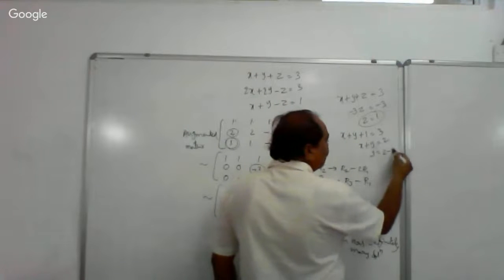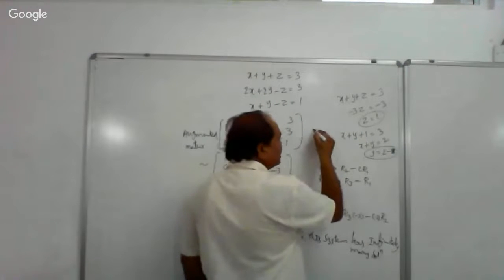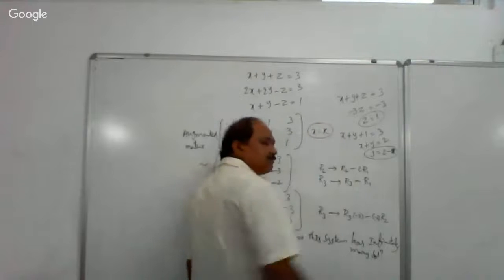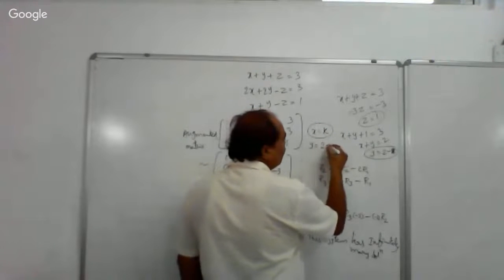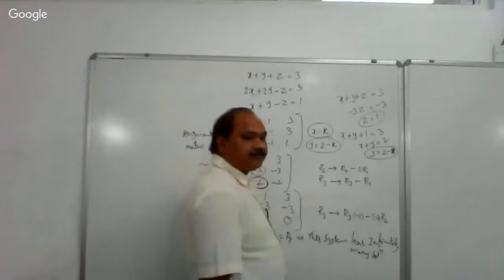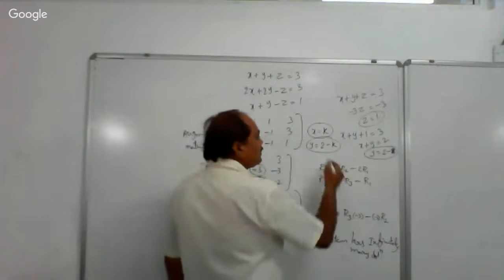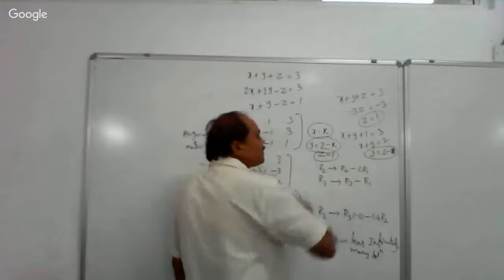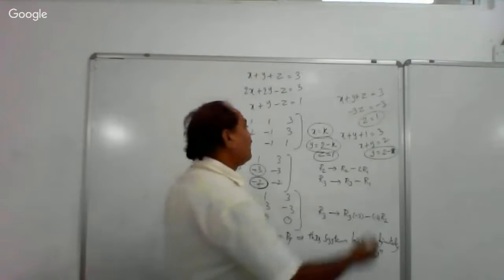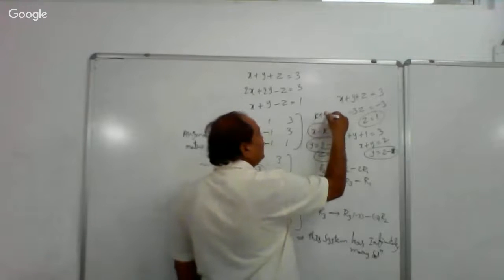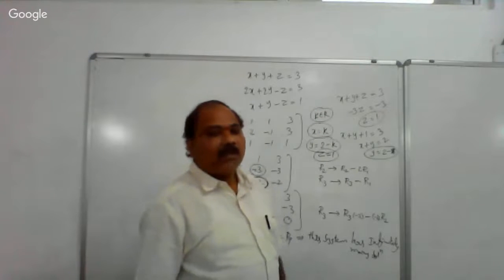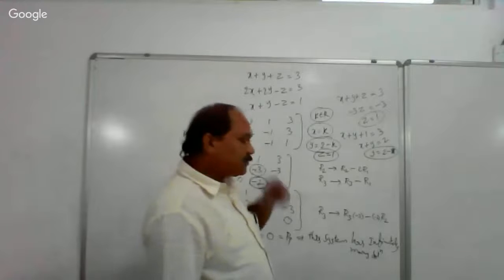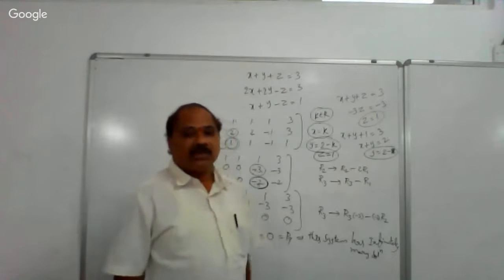That's why here y equal to 2 minus x. Now consider x as k. X as k, y equal to 2 minus k. Okay? z equal to 1. What is k? k belongs to any real number. Okay? k belongs to any real number. Any confusion?